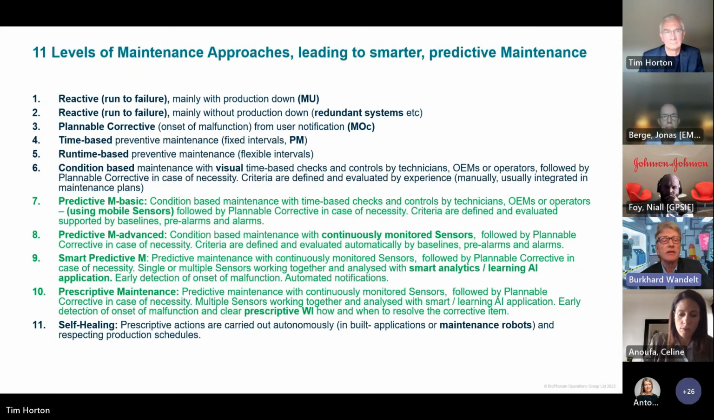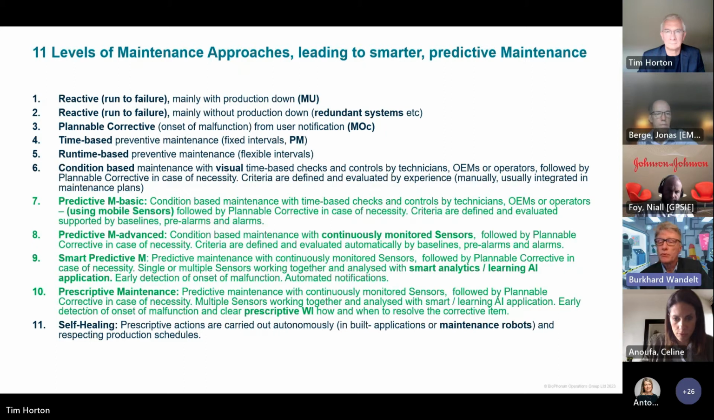Next better level is you have a redundant equipment and you can switch, so production doesn't stop, and you can repair the equipment, still probably in urgent mode, but you can repair it. Then we all know plannable corrective maintenance. Usually it's triggered by our computerized maintenance management system, CMMS, by a user notification. Still, it's not urgent, it can be planned. That's already a good case, but it's still based on human judgment.